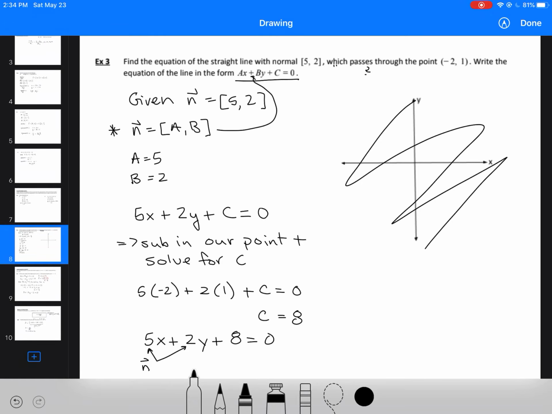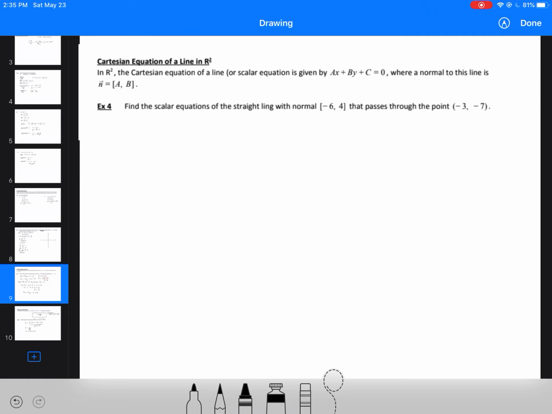So how else can we use this? Well, we want to know how to find the scalar equation of the straight line. So let's do another example here. We'll do one more, and then we're going to find the distance from a point to a line. So here, we're looking for the scalar equation of the straight line with normal minus 6, 4 that passes through the point minus 3, minus 7.